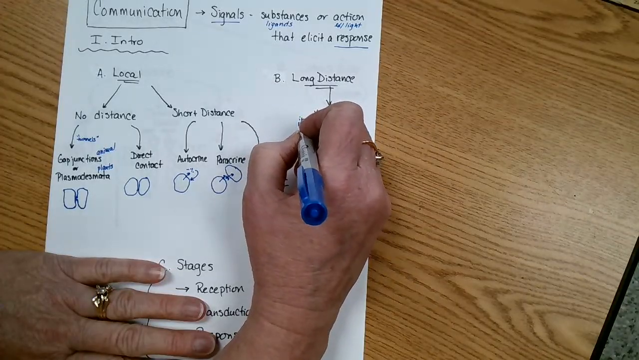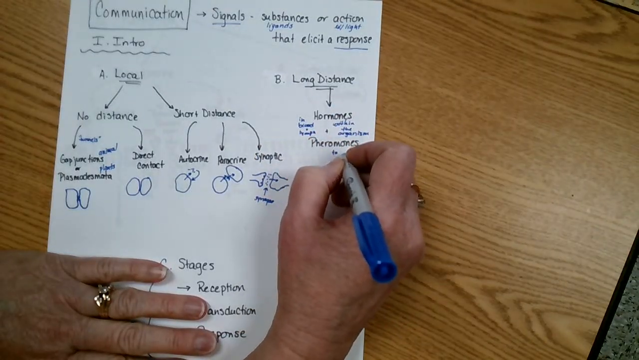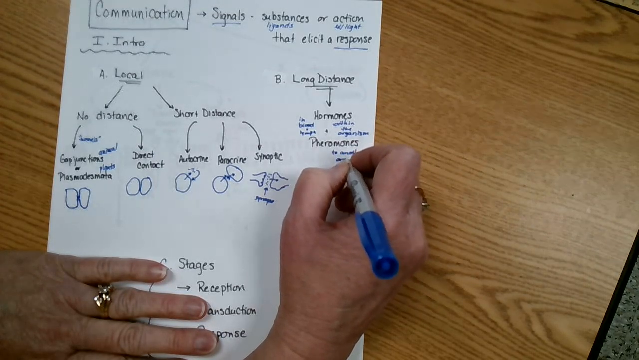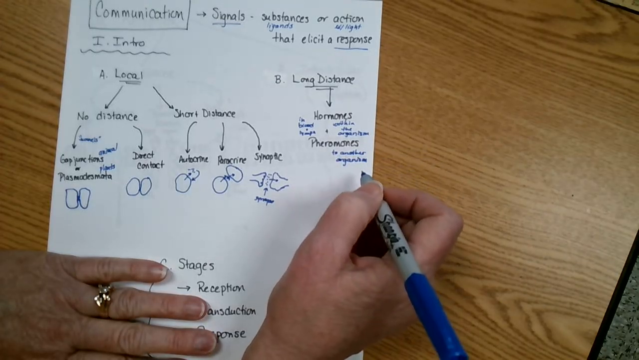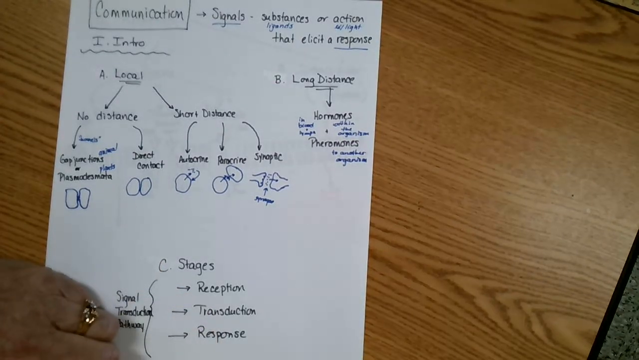Blood or lymph. Now, pheromones are not within the organism. They're to another organism. And that organism is usually species specific. Okay. And I like to think about ants, how they'll follow the pathway of the lead ant. That's pheromones. Again, they're chemical substances that are released that are picked up by another organism, but of usually the same species. I can't think of anything that's not the same species. And then you react according to that. But those are things that are going long distance.